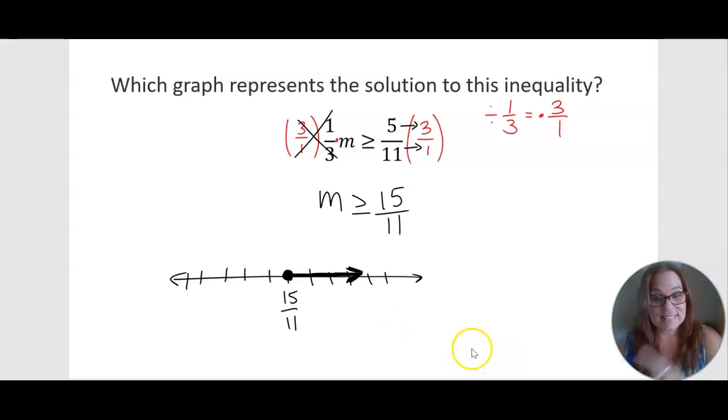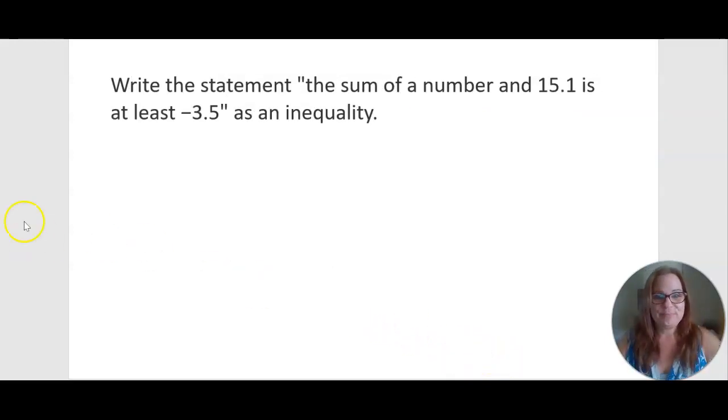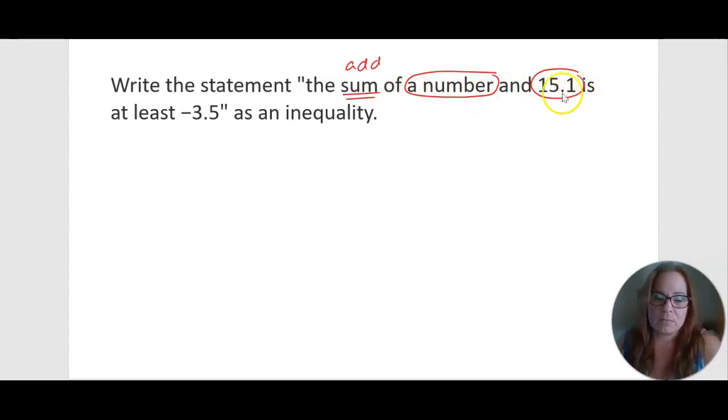All right, 2 more. Write the statement as an inequality. Okay, not bad. So I see the word sum. So I should be looking for 2 things after that to know what it is that I'm adding together, right? So the sum of what? The sum of a number and 15.1. Okay, so a number added to 15.1. So far, so good.